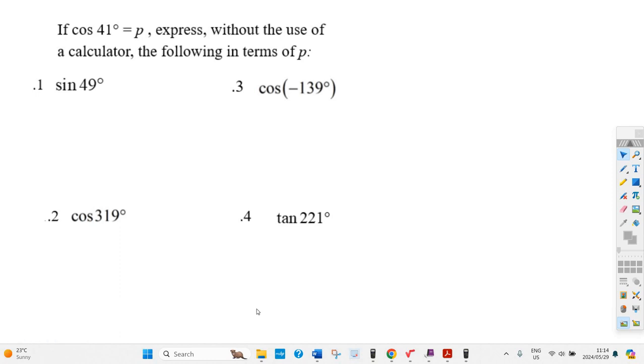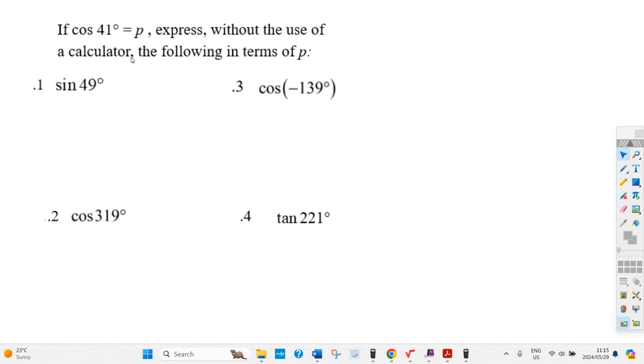Here's a really good Pythagoras trig question. But before we get to the Pythagoras part, I could show you how there's one little twist in this question. But you can get these first three questions right just using the things we learned and did every single day in class. One of them says the cosine of 41 degrees is p.